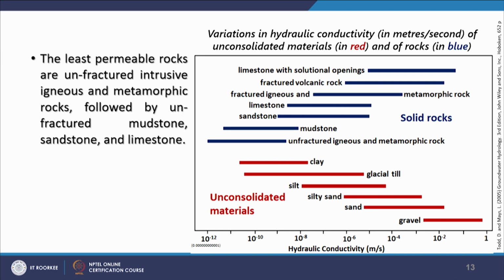Now, the least permeable rocks are unfractured intrusive igneous and metamorphic rocks. These types of rocks, which are completely solid and unfractured, pose a real challenge from the groundwater point of view. Intrusive igneous rocks formed under subsurface conditions. Because of weathering and erosional activities, or tectonic activities, they have come to the surface, but initially they were formed in underground conditions.